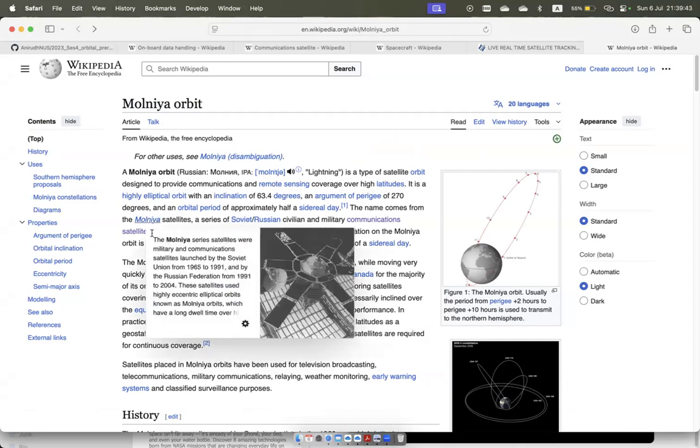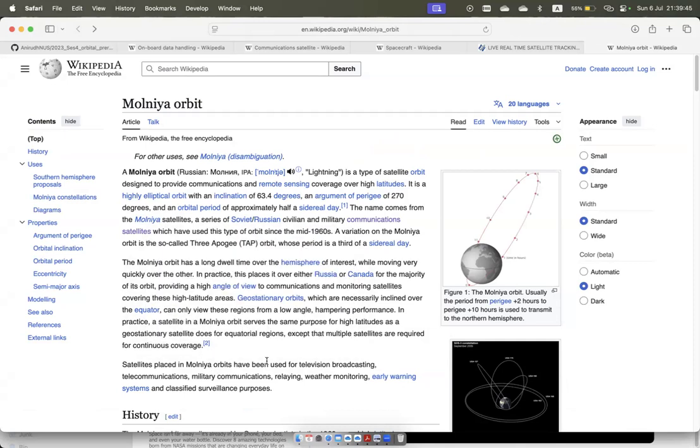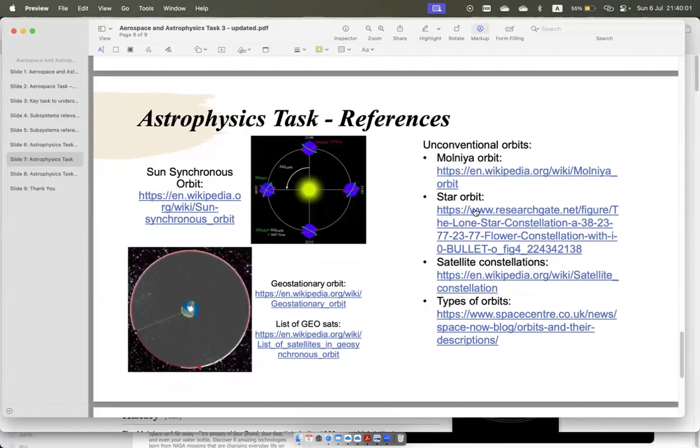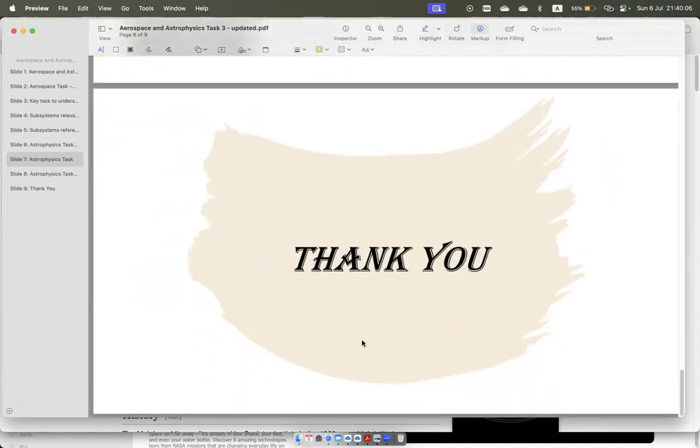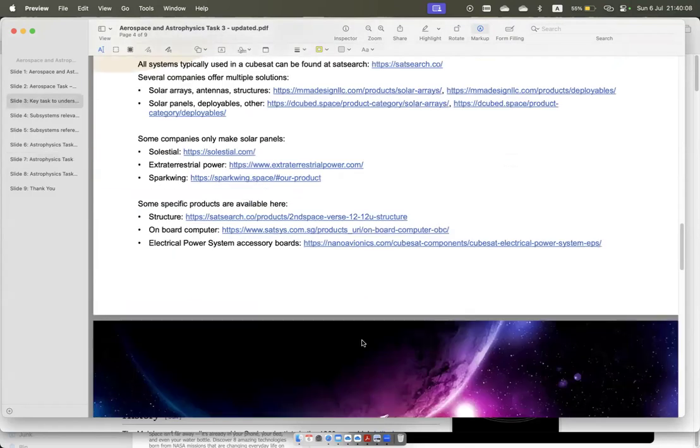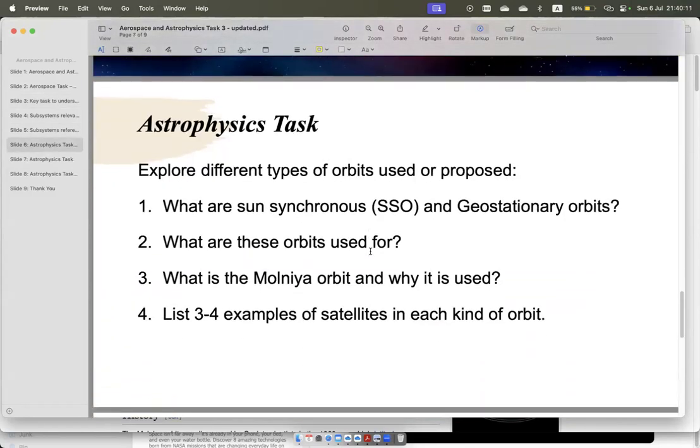Okay. But it is, again, not too important for other people, like for those of us who are, say, in Singapore and this belt near the equator, there's not much need for a Molniya orbit. Okay? So that's one special orbit. Okay, but I invite you to take a look at the other orbits and then complete the tasks that are over here, which are just to be able to talk about the different orbits and why they are used, and then some examples of satellites in those orbits.